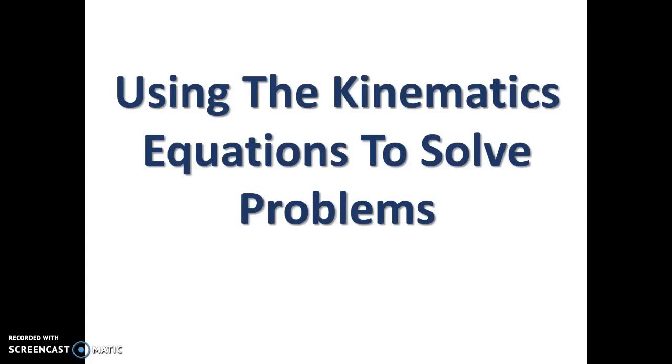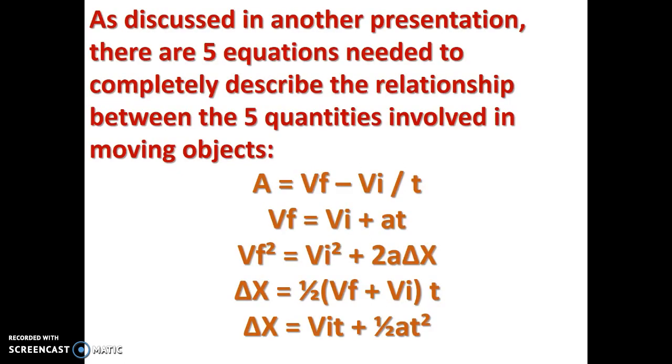This video is on how we can use the kinematics equations to actually solve problems dealing with accelerated motion. As discussed in another presentation, there are 5 equations needed to completely describe the relationship between the 5 quantities involved with moving objects. And again, those 5 quantities are initial velocity, final velocity, time, displacement, and acceleration. So we wind up with 5 different equations.